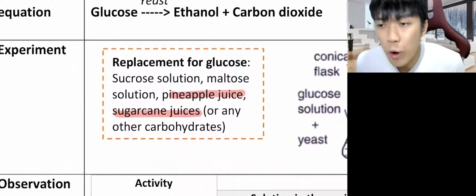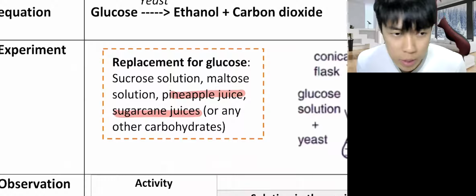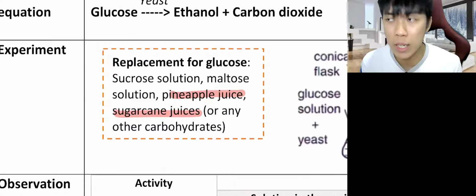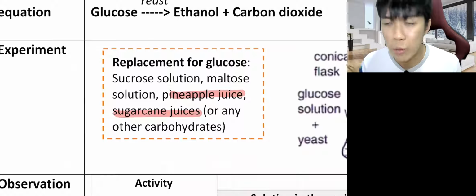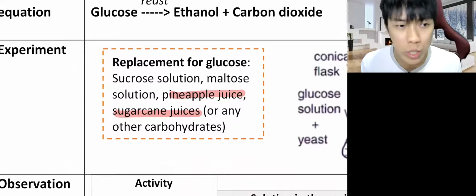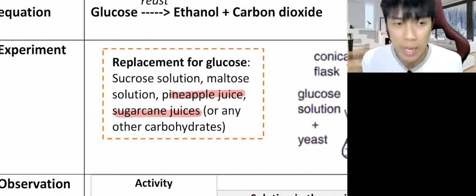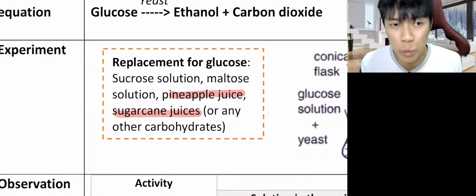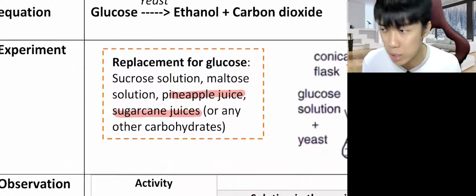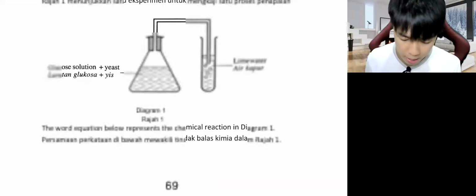Okay, don't go for citric. Don't go for like lemon juice, orange juice. Those citric juice are very not good for the experiment. So we stick to this pineapple juice, sugarcane juice. And also, by the way, just to remind you, the replacement of glucose could be also maltose and sucrose, the brother. There's like three brother together. Okay, right, next one.